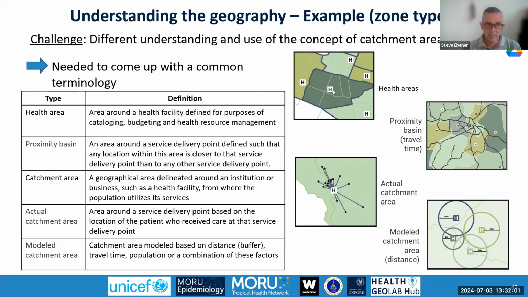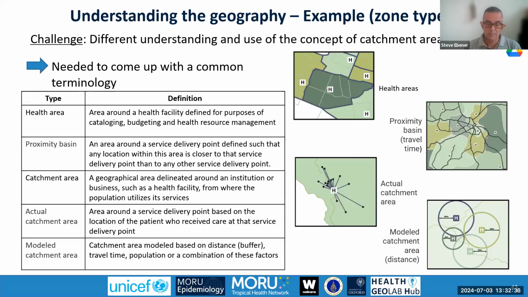So while health areas are not overlapping, right, these are contiguous areas, catchment areas can lead to areas that are basically overlapping. So you can have people living next to each other, but actually going to different health facilities for various different reasons. So these are two different types of areas that people were referring to under the concept of catchment area, which was creating confusion very often.